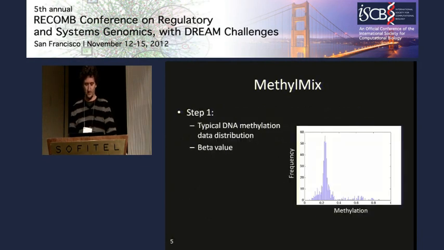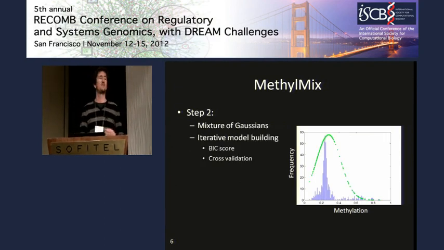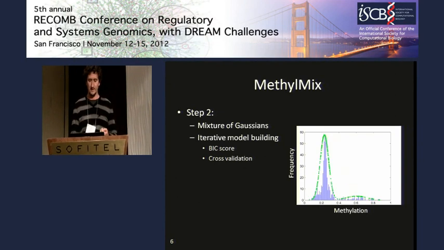So this is a typical methylation profile of a gene. 1 means that the gene is fully methylated, whereas 0 means that the gene is unmethylated. This is a typical DNA methylation distribution, and the algorithm that we developed models this distribution as a mixture of Gaussians. We have an iterative model building algorithm that will add mixture components to the model based on the Bayesian information criterion score. We also use a cross-validation strategy to do this. So suppose for this distribution that 2 mixture components have the best BIC score.